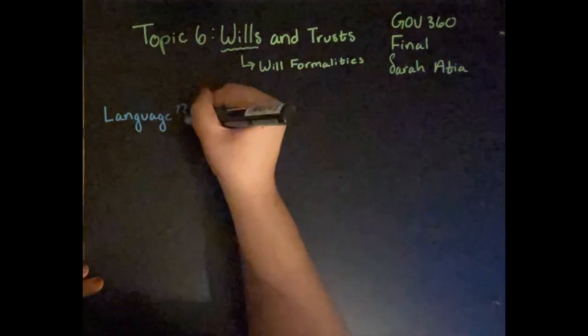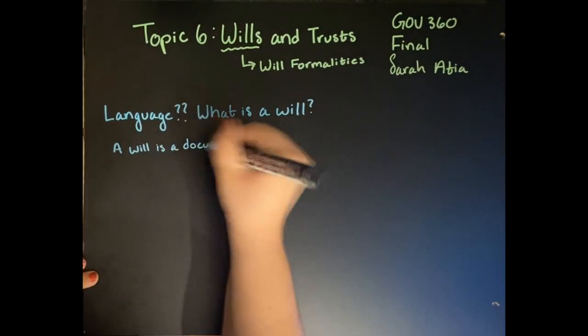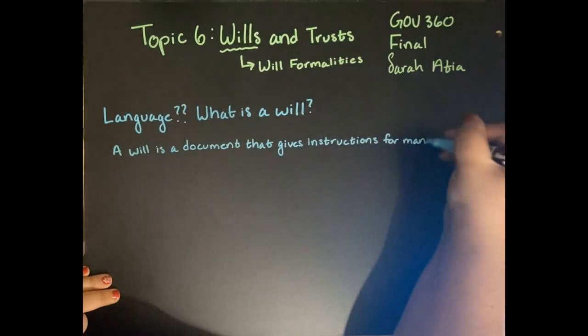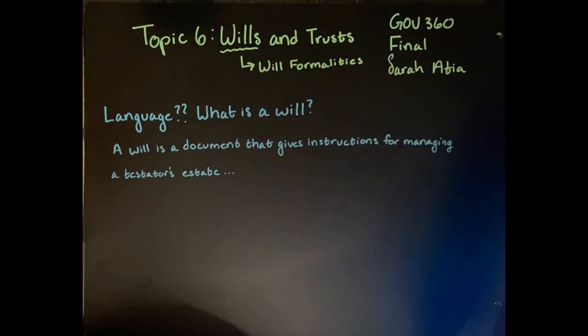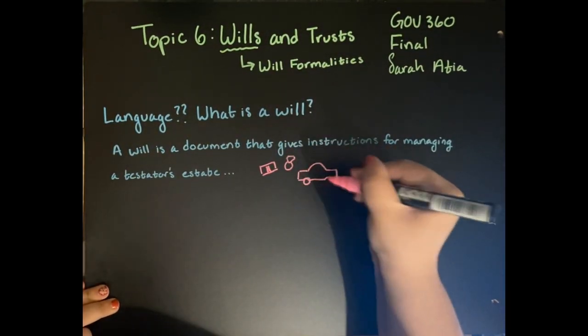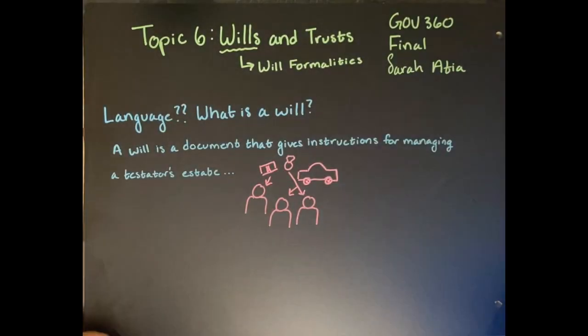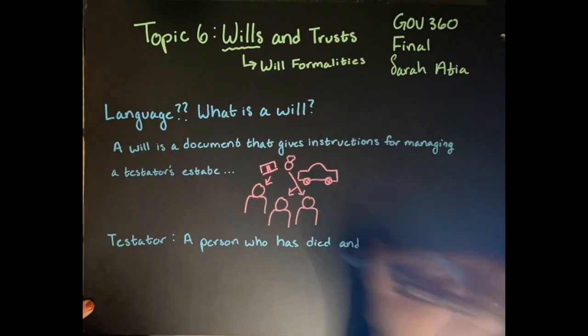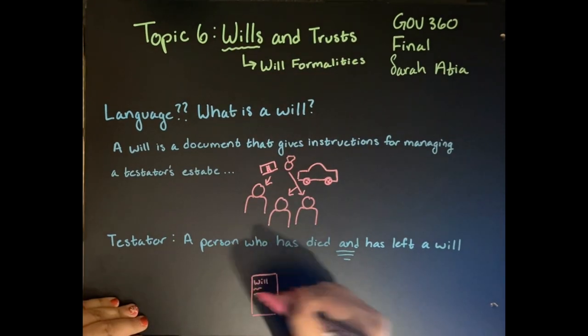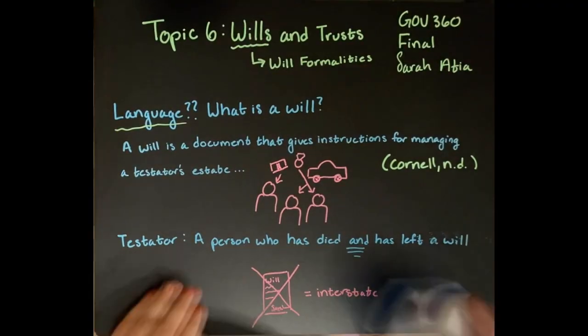To start, let's review some basic language when it comes to wills. A will is a document that gives instructions for managing a testator's estate. In other words, how a person wants their property to be divided and distributed when they pass. A testator is a person who has died and left a will. A person who dies without a will is referred to have died intestate.